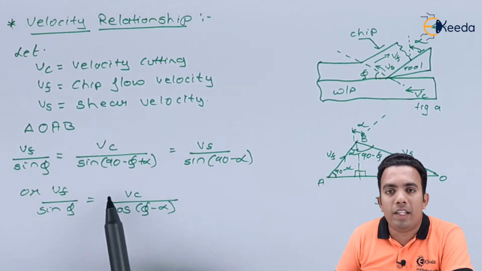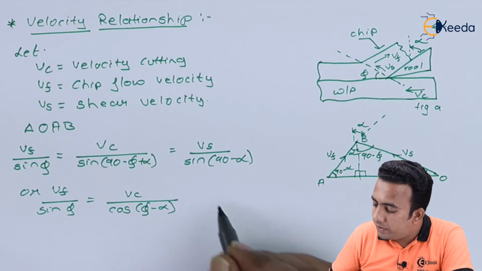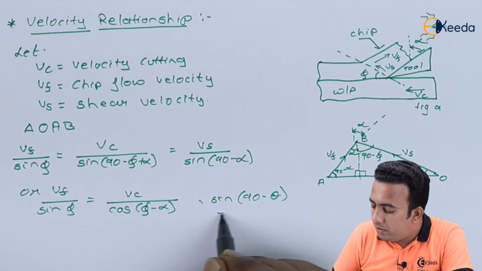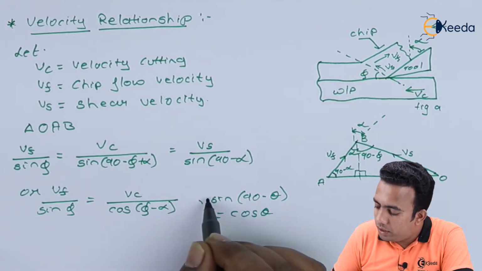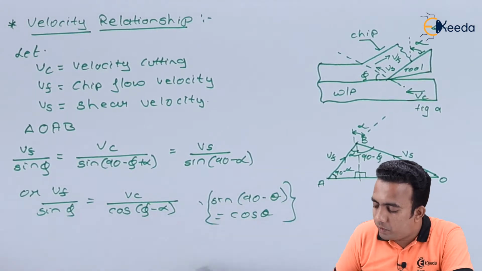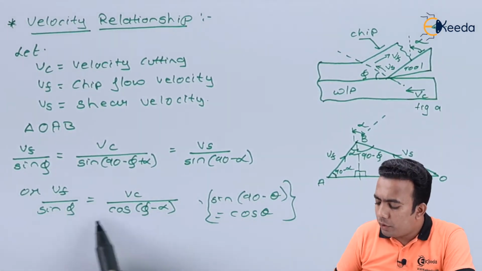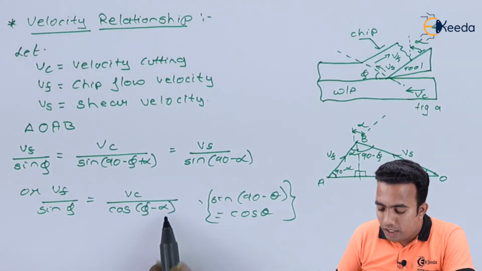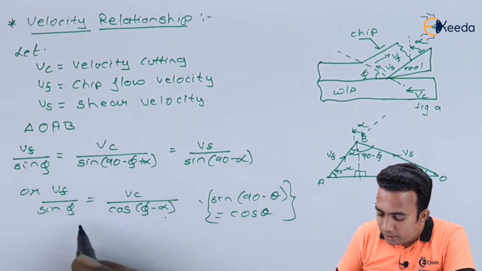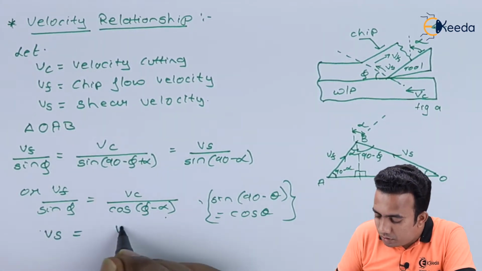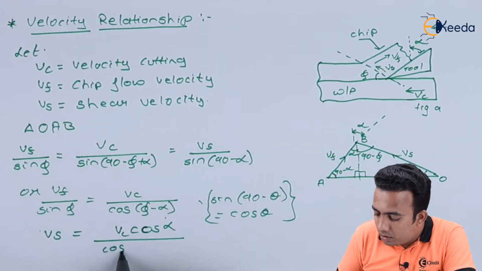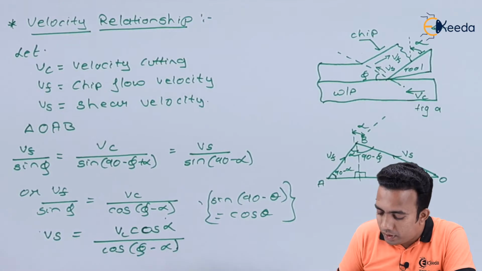Here we get that, as we have seen earlier in the derivation, sine of 90 minus theta is equal to cos of theta. This is the standard formula. So from this we get that Vf upon sine of phi is equal to Vc upon cos of phi minus alpha, or also we can write Vs is equal to Vc cos of alpha divided by cos of phi minus alpha.